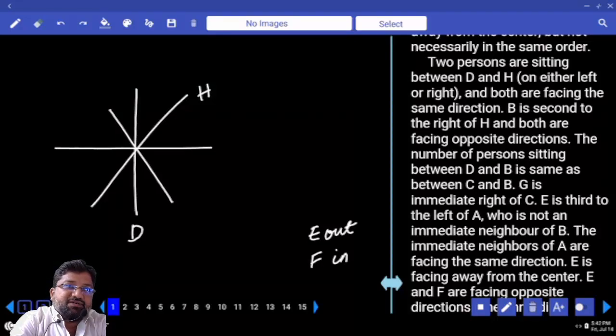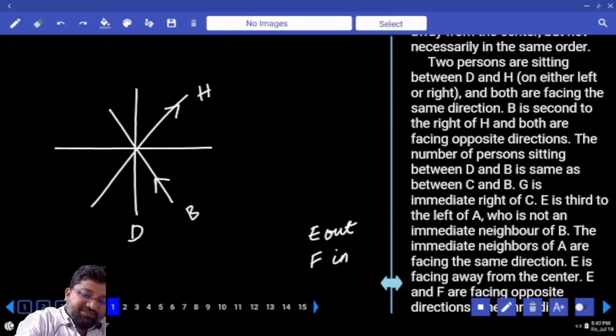Shall I take H as inside or outside? If I take H inside, this is where I get B. The number of persons sitting between D and B is same as C and B. How many between D and B? 2. C and B also 2. This is what I get. But second to the right, another. If I go for H as outside, this becomes B. Yes or no? Both these fellows are facing same directions or opposite directions? Opposite.